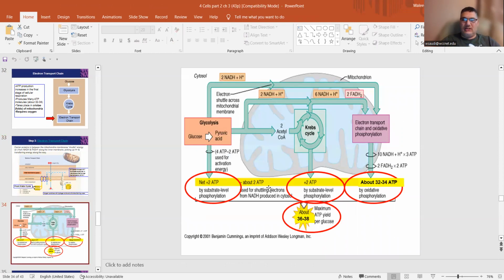So this is the whole entire process. You get 2 from glycolysis, 2 from the Krebs cycle, and 32 to 34. The total is 36 to 38. Should I remember it as a range? Yes, you need to remember it as a range, because there are another 2 here that might or might not come. The numbers in the red circles are numbers that you will definitely be asked about. You need to know these numbers. It's the core of the chapter.